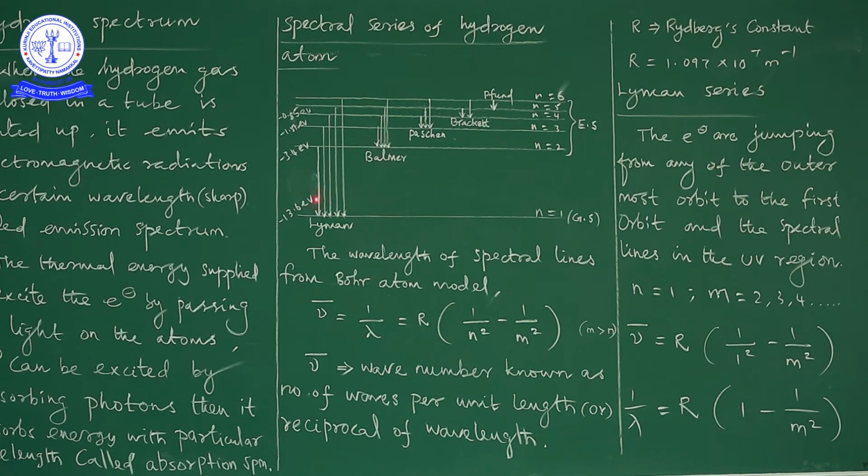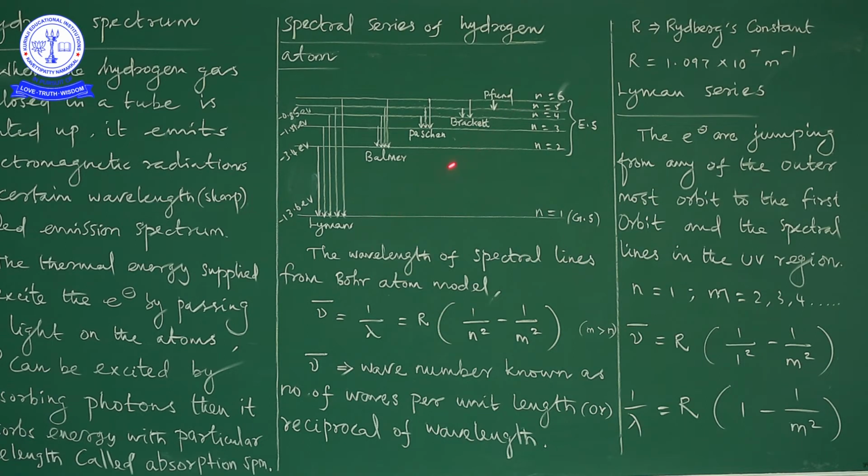In the diagram, 5 spectral series are present. They are known as the Lyman, Balmer, Paschen, Brackett and Pfund series. What is the meaning of these series? The Lyman series is any of the outer orbits to the first orbit. The Balmer series is any of the outer orbits to the second orbit. The Paschen series means any of the outer orbits to the third orbit. The Brackett series means any of the outer orbits to the fourth orbit. And the Pfund series means any of the outer orbits to the fifth orbit.